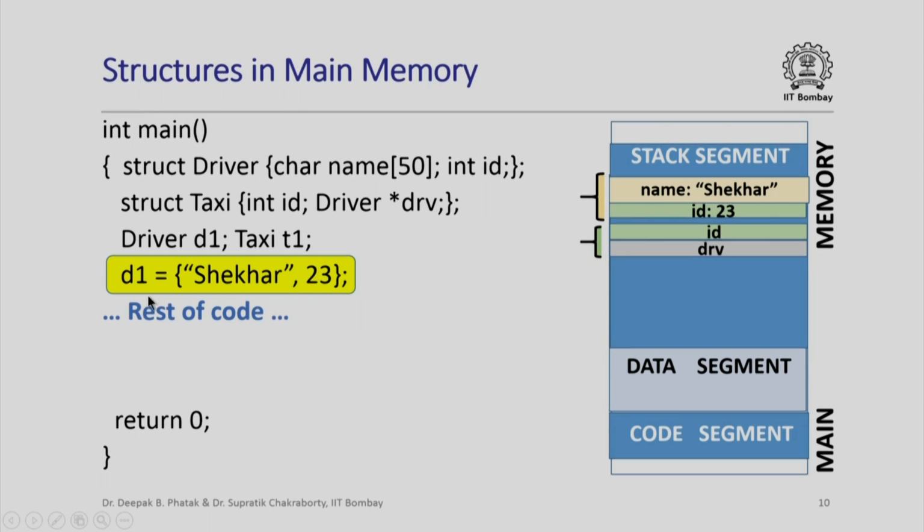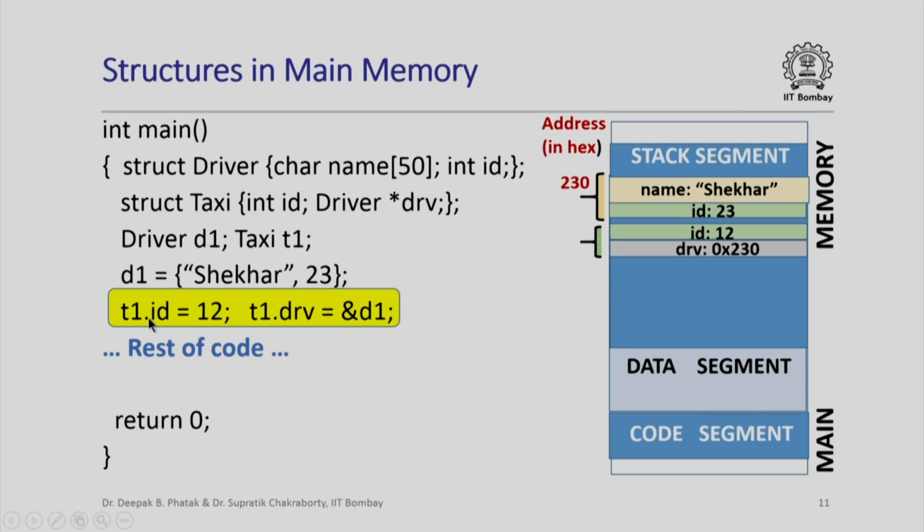Now if I have this assignment statement, D1 is assigned Shekhar, 23, then in the space allocated for the member named name of the variable D1, the string Shekhar will be copied, and similarly 23 will be copied in the space allocated for the member named ID of the variable D1. Subsequently, if I say T1.id is assigned 12, then in the space allocated for the member ID of the variable T1, 12 will be copied.